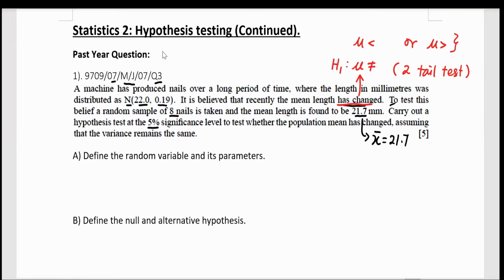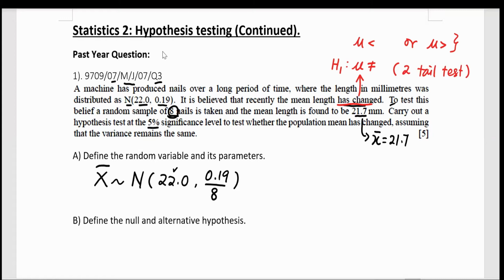Now, the first step, we need to define the random variable and its parameters. In the beginning, the question is telling you the length of these nails follows a normal distribution where the mean is 22 and the variance is 0.19. But in order for us to carry out the testing, we should be looking at the sample mean distribution, which is also a normal distribution. So we are looking at the mean length of these nails, which has the same mean, but the variance must be divided by the sample size. 8 nails are taken, so divided by 8. And now we have found the variable and the parameters.